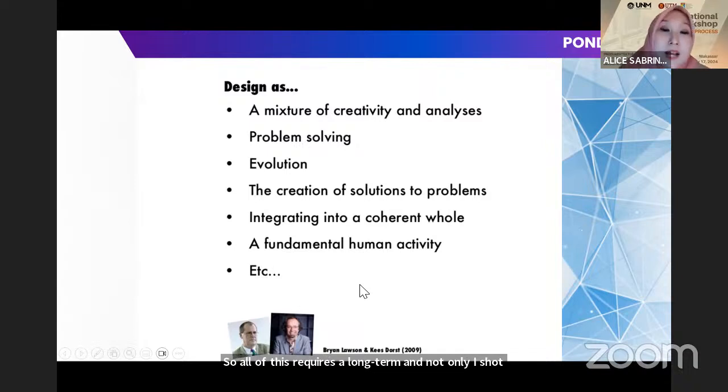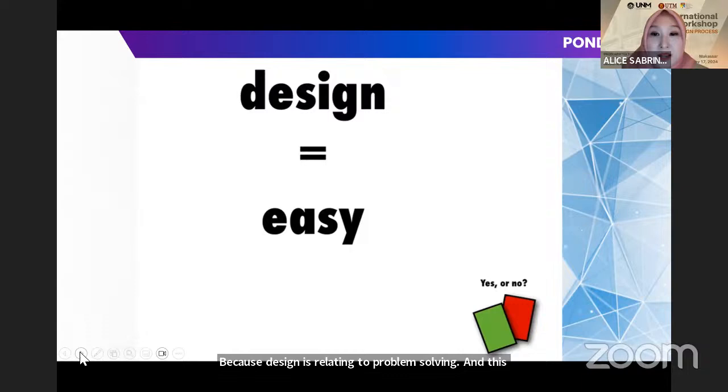And I like to take this idea also by Brian Lawson, who wrote a book in 2009 about design thinking. He talked about design, which is a mixture of creativity and also analysis. So you cannot produce design without coming with an issue, without analyzing, because design is relating to problem solving. And this problem solving is very fundamental to all human activities.